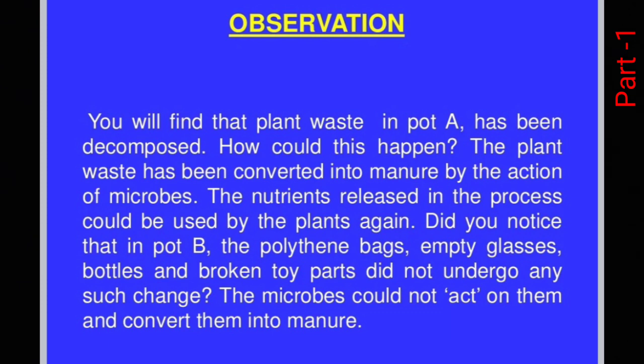Do you notice that in pot B, the polythene bags, empty glass bottles and broken toy parts did not undergo any such change? Why do these substances not undergo a change? Because microorganisms cannot act on these substances, and that's why they will not convert into manure also. So if there is no manure, then the fertility of the soil will not be able to increase. So this is an easy observation which you can do and perform at your home also.